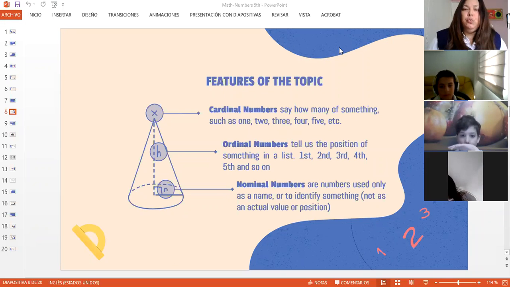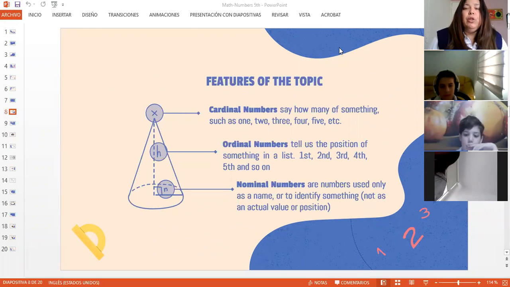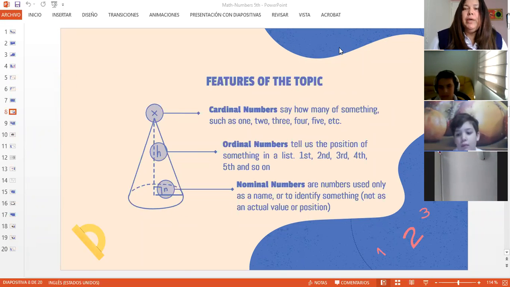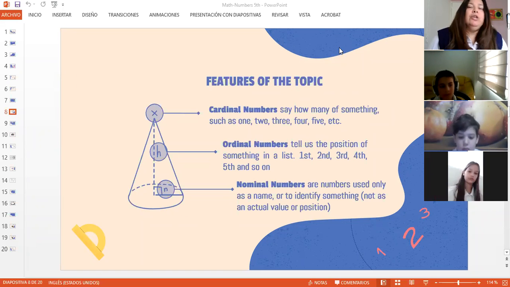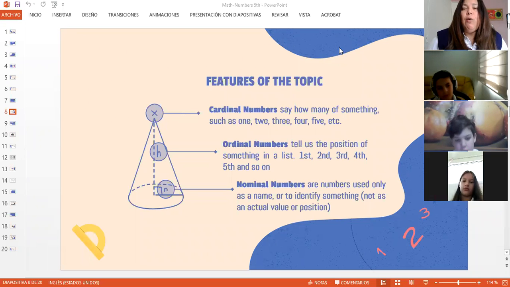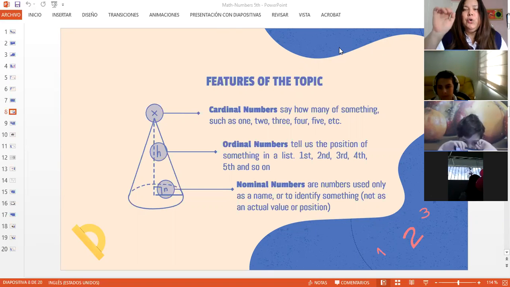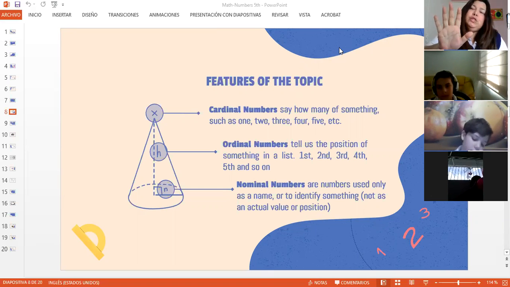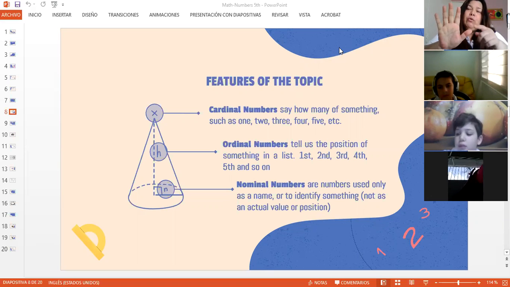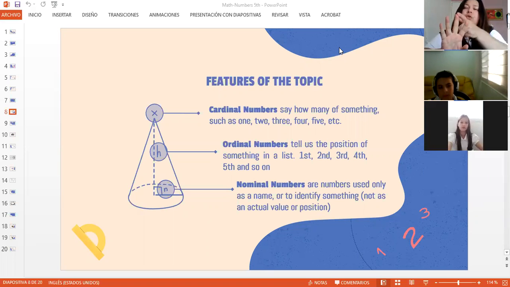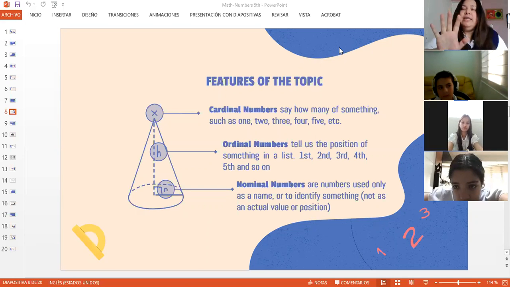Okay, so we're going to go to what it is. This one, you will copy it. Just for you to know, remember that you're going to copy after we finish the class. You will copy what cardinal numbers are. Cardinal numbers say how many of something, such as 1, 2, 3, something that we can count. If I ask you how many fingers do you see, you will count 1, 2, 3, 4, 5. Yes, there are 5 fingers.